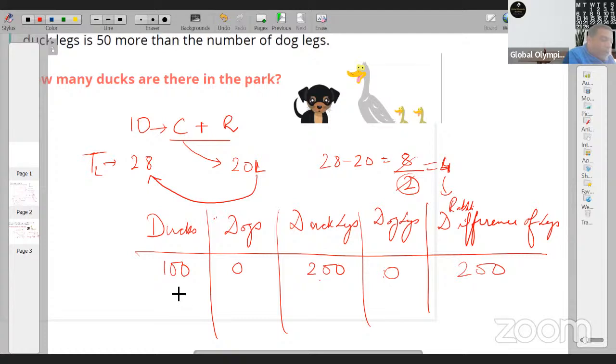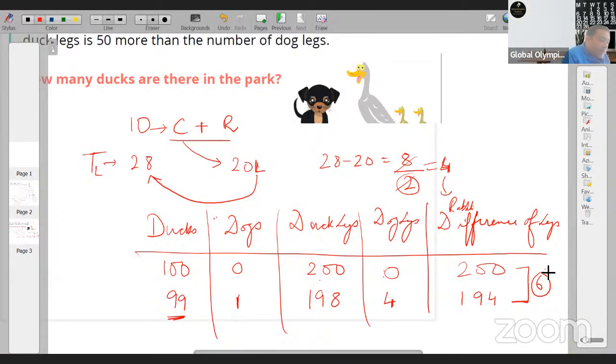Now let's see. I replace by 1 dog. What happens? So if I get 99 ducks now and 1 dog, my 99 will give me 198 duck legs. And the dog legs will become 4. One dog will have 4 legs, correct? And therefore, my difference will be 198 minus 4, which is 194. What happened? The difference decreased by 6. Correct? Correct or not? Right? This is the impact.